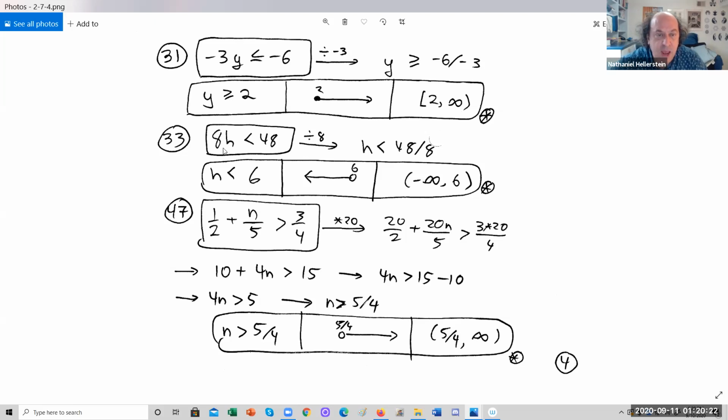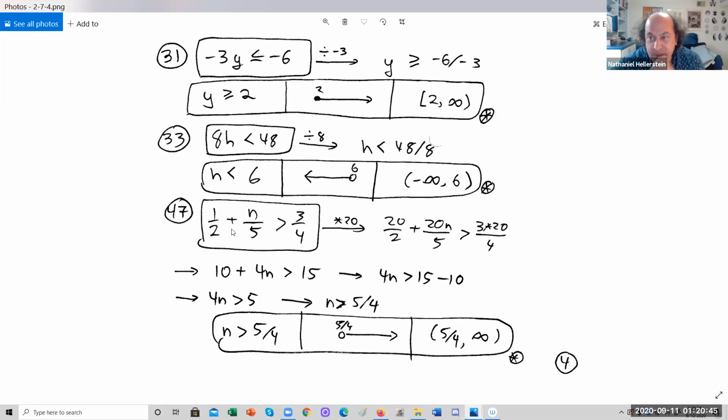Here we have 8h is less than 48. All right, so we get rid of the 8 by dividing both sides by 8. It's a positive number, so the inequality stays the same. To get h is less than 48 over 8, which works out to h less than 6. Left half line excluding 6. Round bracket negative infinity to 6, round bracket.